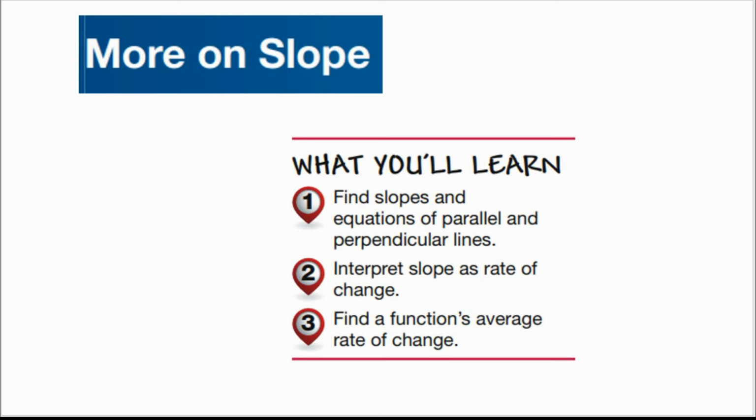So this begs the question of what the heck is going on with these slopes, right? If lines are parallel, what does that say about the slopes? And if lines are perpendicular, what does that say about the slopes? And then we end up with this idea of the average rate of change, which is the same thing as the difference quotient that we introduced a while ago.